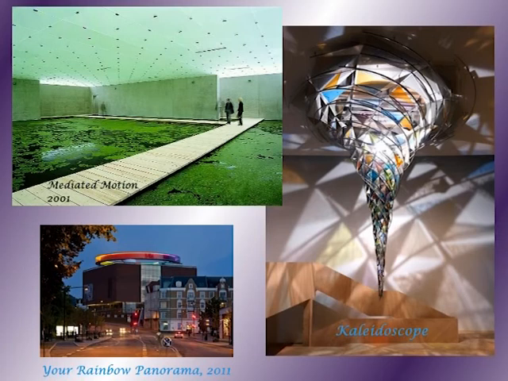His installation, Your Rainbow Panorama, built on top of the Aarhus Art Museum in Denmark, is a 360-degree walkway with a circumference of 150 meters. It is comprised of sections of glass in the colors of the rainbow. This bright, large, and risky piece has served as an important focal point for the city. For me, being a risk taker is another reason Olafur Eliasson has become such an amazing artist.